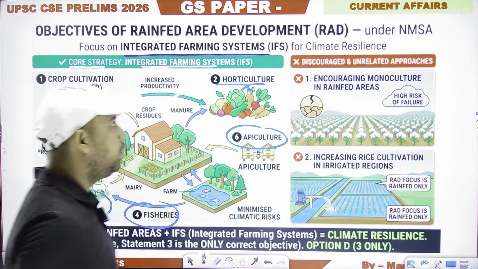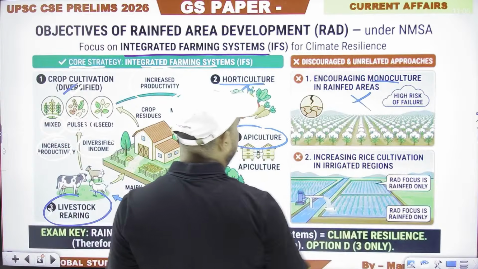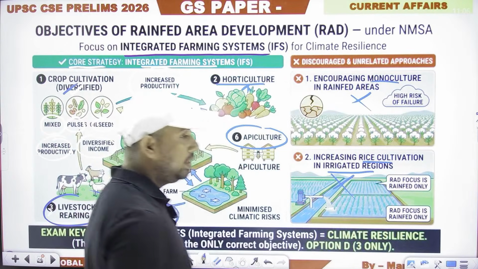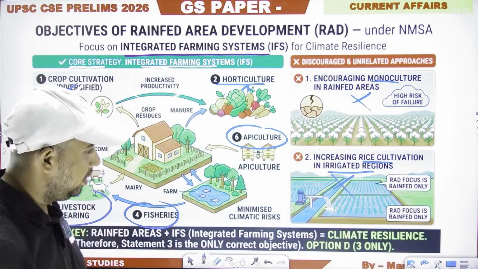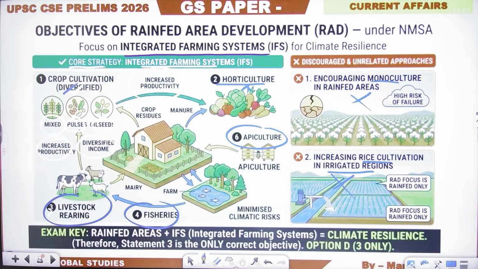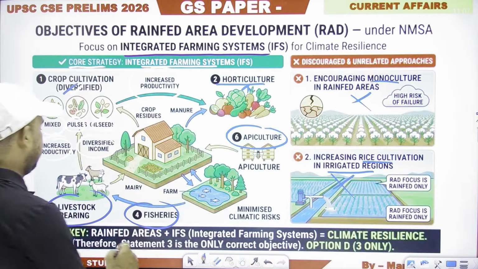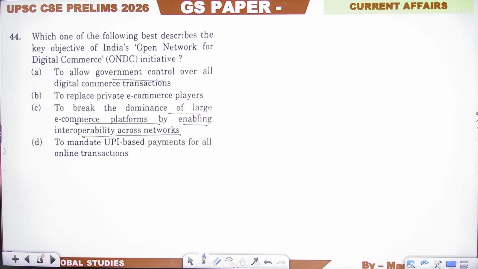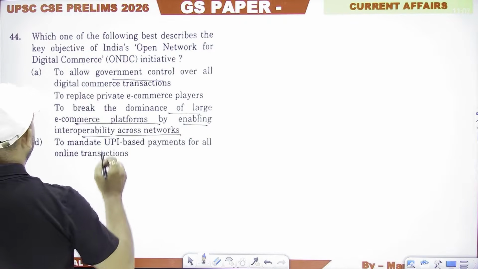They are not promoting any kind of monoculture in rain-fed areas, nor increasing rice cultivation in irrigated regions. Rather, they are focusing on the rain-fed areas. That's why rain-fed development and the integrated farming system is climate resilient. Therefore, statement 3 is the only correct objective. Answer is D option. Now we move toward the 44th question, which is also associated with current affairs.